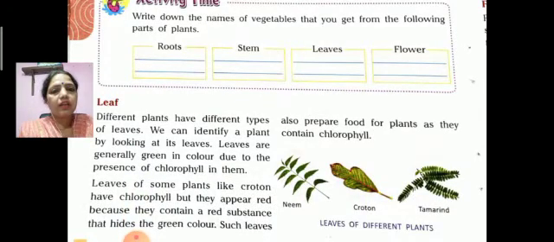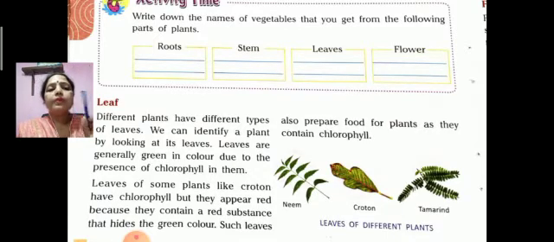There are different types of leaves. Different plants have different types of leaves. We can identify a plant by looking at its leaves. Leaves are generally green in color due to the presence of chlorophyll in them.